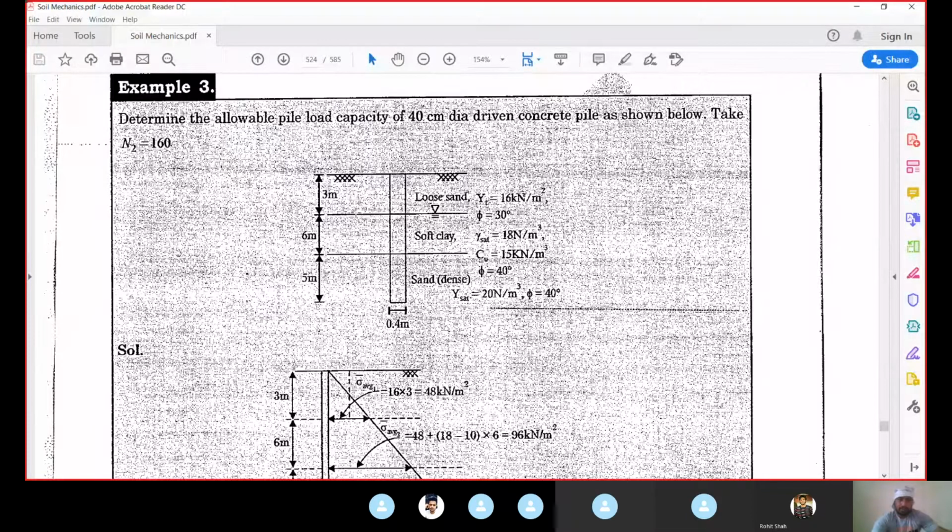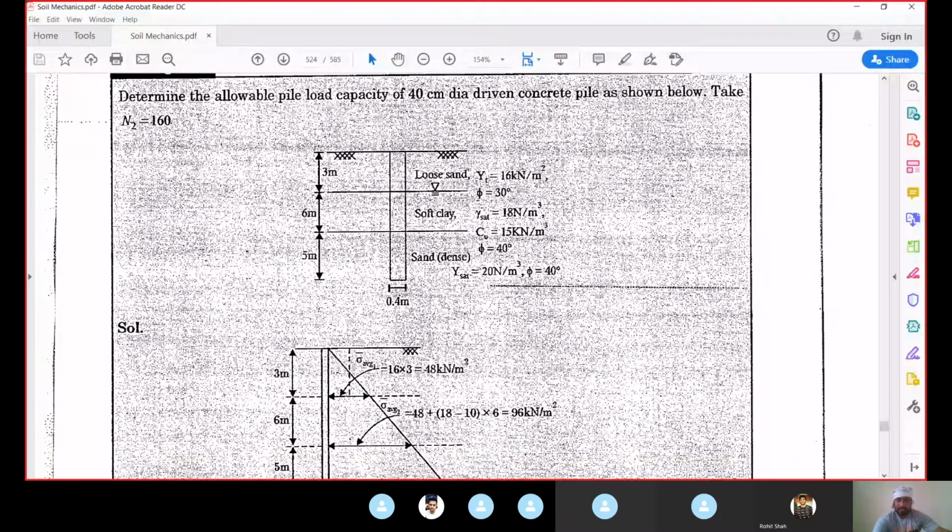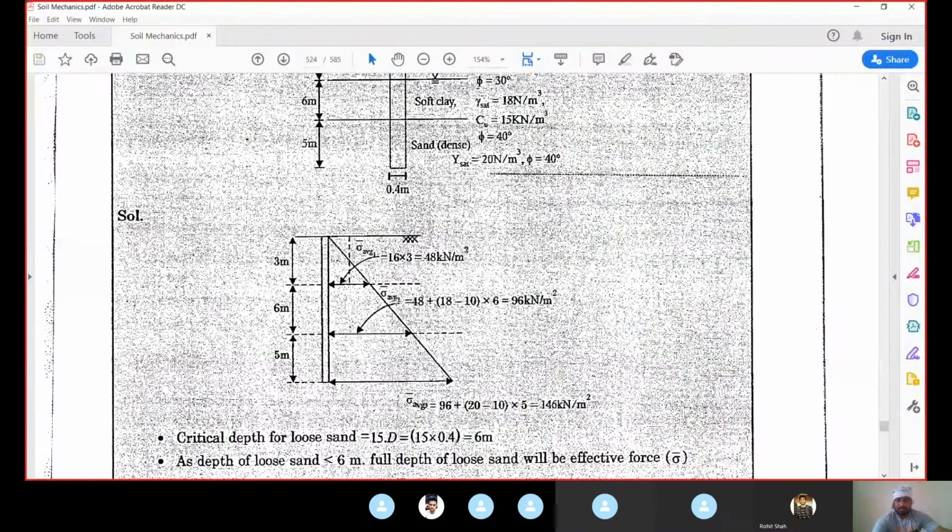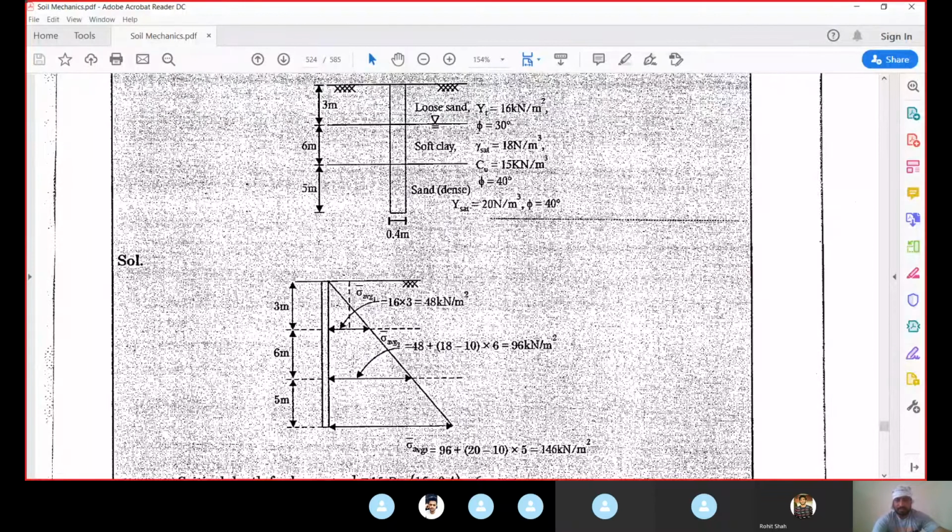The pile is driven into the loose sand for 3 meter, then soft clay 6 meter and dense sand 5 meter. The pile is of diameter 0.4 meter. For the loose sand, soft clay and dense sand, they have plotted this effective stress diagram. So how will we compute the effective stress at this particular point?